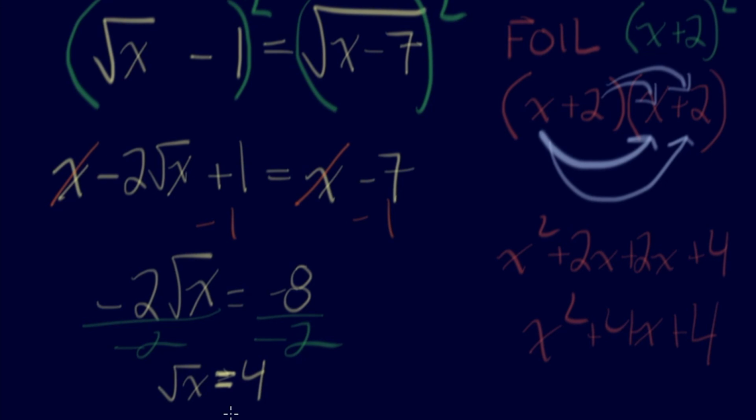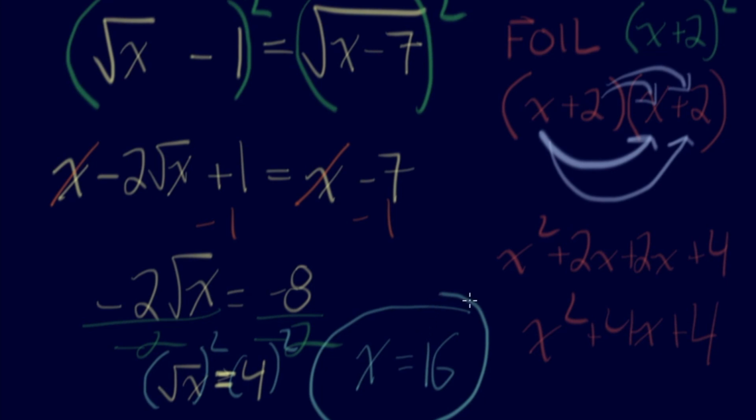So just think about this right now. How would I go and do that? Well, now I've got to square again. So if I square both sides again, I will be left just with an x, won't I? And the square of 4 is 16.